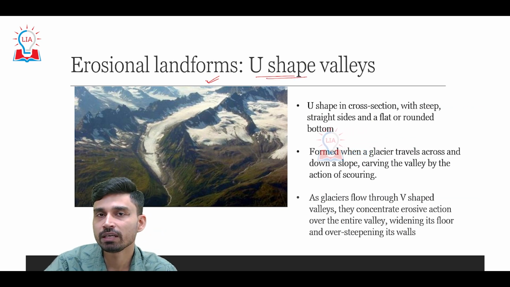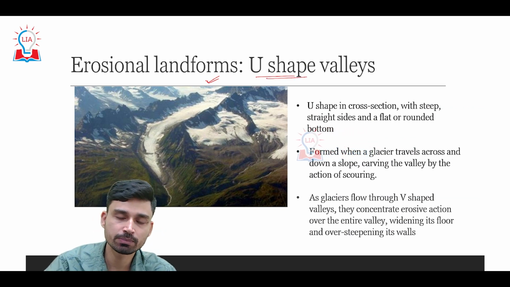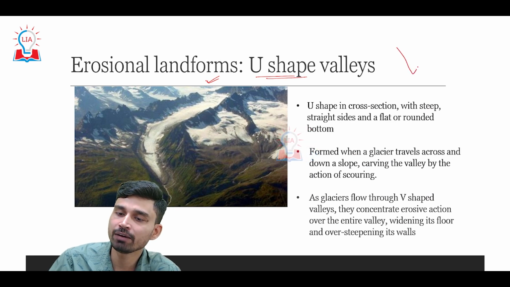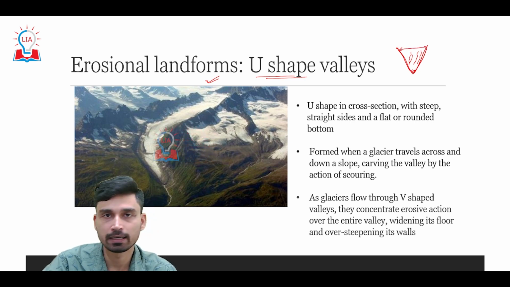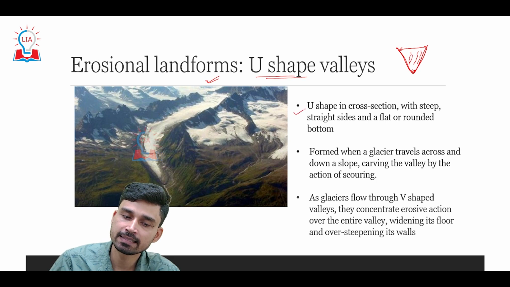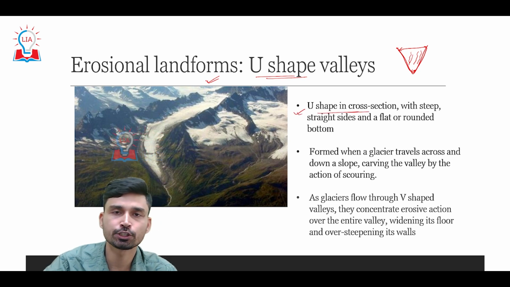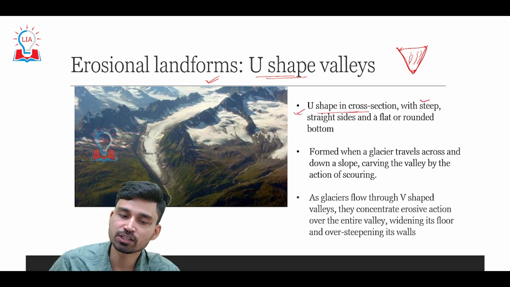Now these are valleys which are very peculiar to the movement of glaciers, because if you remember the fluvial landforms, there we discussed that due to the movement of rivers in hilly and mountainous areas, the shape of the valley that develops there is kind of V-shaped, which is broader at the top and very narrow at the bottom. On the other hand, glaciated valleys are U-shaped in cross section. However, they have very steep and straight sides.